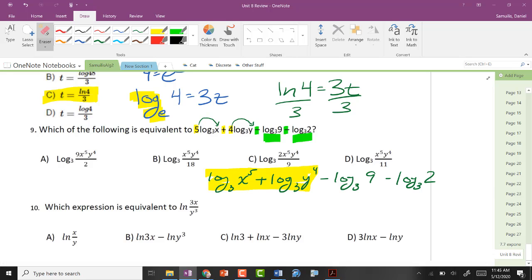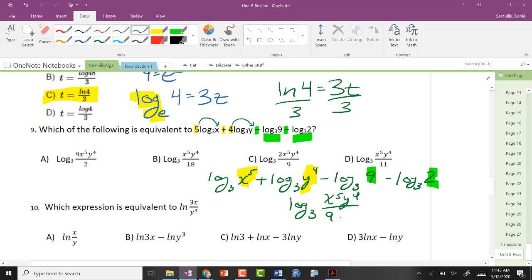Actually, let me highlight something different here. These two should be in the numerator. These two should be in the denominator. Now, I don't see a 9 and a 2 separate because when I put those in the numerator and denominator, I get log base 3 of x to the 5th, y to the 4th, and then a 9 and a 2.